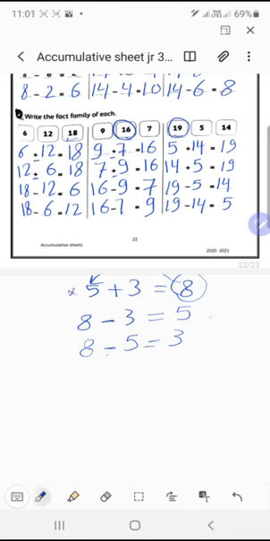We can change the places of the numbers in adding. We can say 5 plus 3 equals 8, and 3 plus 5 equals 8. But here, we can't say 8 minus 3 equals 5 the other way around. We can't say 3 minus 8 equals 5. We must put the greatest number before the minus sign. Thank you.